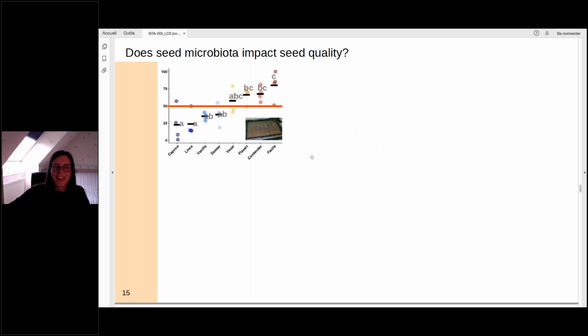Back to our 8 common bean varieties and the link between the seed quality, our seedling phenotype, and the microbiota. Here we would like to link the seed microbiota with the seed quality. To do so, we have those 2 groups of varieties, with high emergence percentage or low emergence percentage, and we search which taxa are more associated with one of the groups.